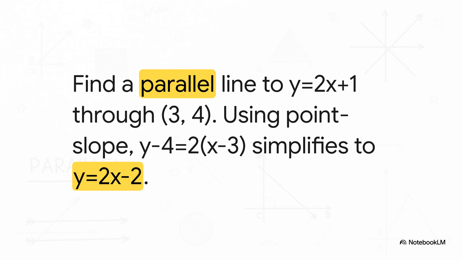The original slope is 2. So our new slope is also 2. Easy enough, right? Now, we use point-slope reasoning with our coordinate (3, 4). We write y minus 4 equals 2 times the quantity x minus 3. To get this into our preferred slope-intercept form, we just distribute that 2, which gives us 2x minus 6, and then add 4 to both sides. Our final beautiful derived equation is y equals 2x minus 2.